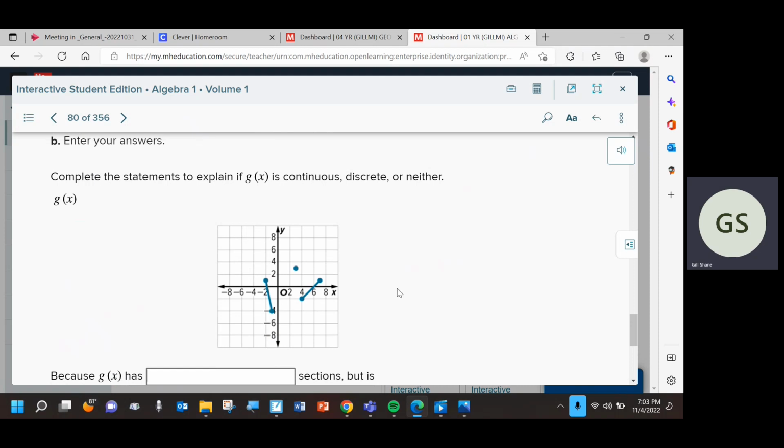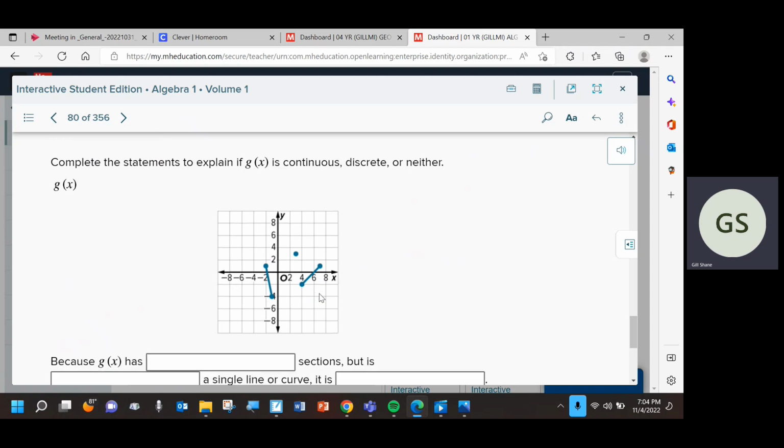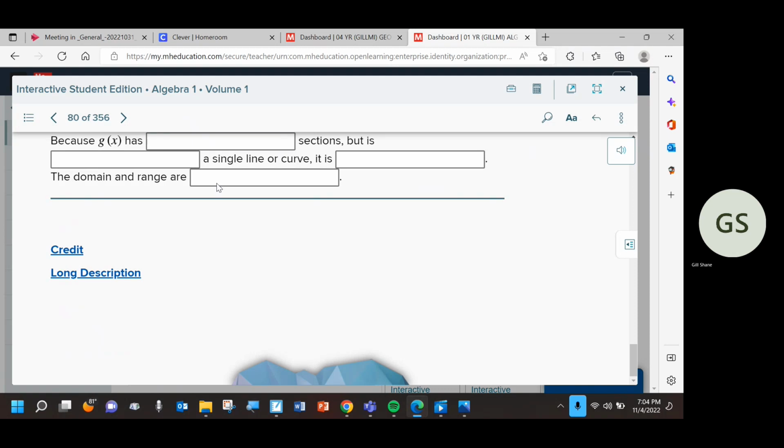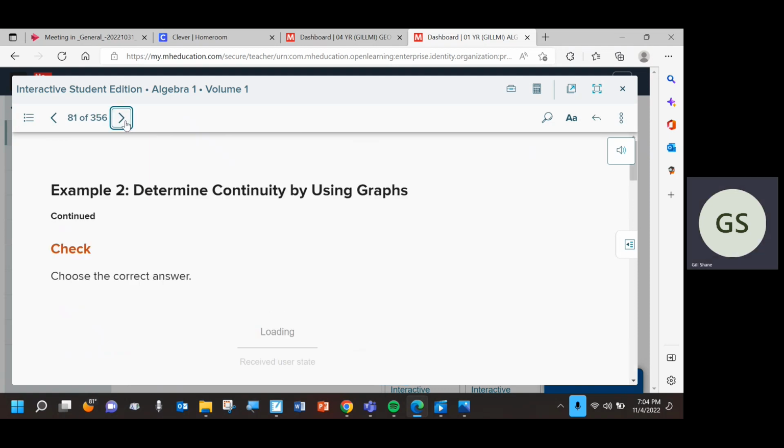This graph, I will let you determine real quick. So hit pause. Hopefully you're back, and hopefully you said that is a neither. It is not discrete because it's not just individual points on a graph. It's definitely not continuous because we have breaks all over the place in the data. So if it's not continuous and it's not discrete, it is neither. Next slide.